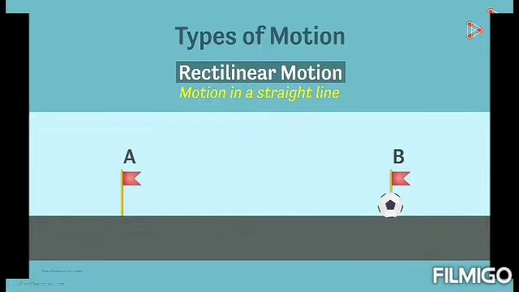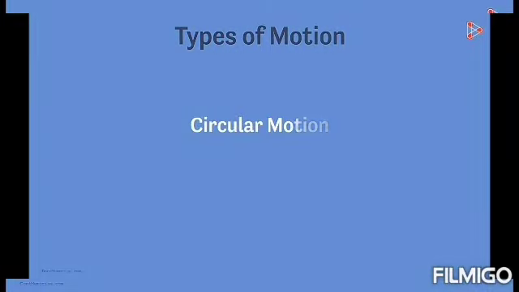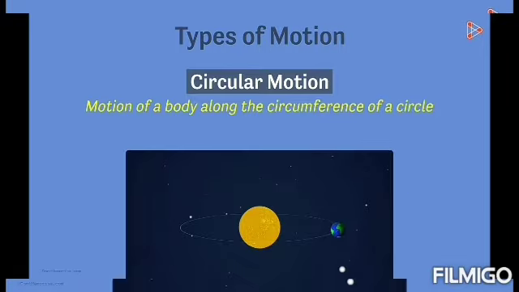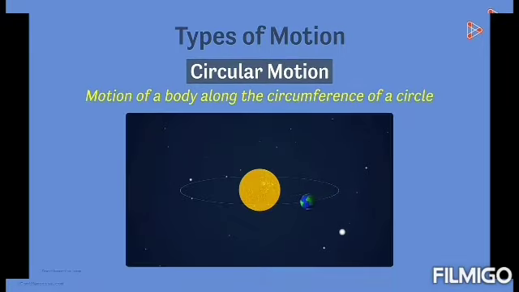The other type of motion is known as circular motion. What can this kind of motion be? It is the motion of a body along the circumference of a circle. The motion of the earth around the sun is an example of circular motion.